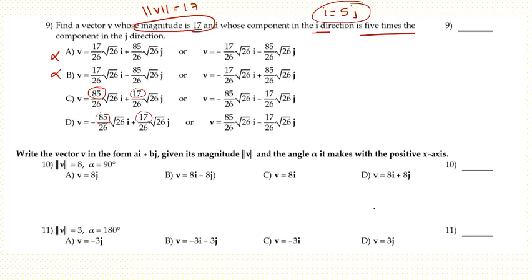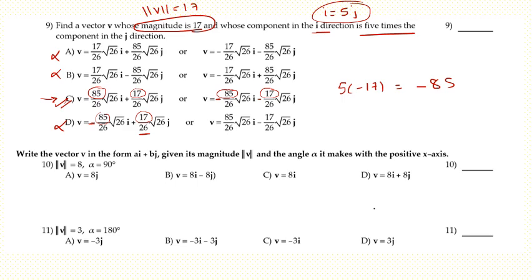Okay, so I should look at the magnitude here. But I'm going to cancel D. Why? Because this sign is negative and this sign is positive, so 5 times this value is not equal to 5 times that value. But if we look carefully at C, this is negative and this is negative, so 5 times the negative 17 is equal to negative 85. So I'm sure that the right answer is C, and the magnitude in both of them is equal to 70.